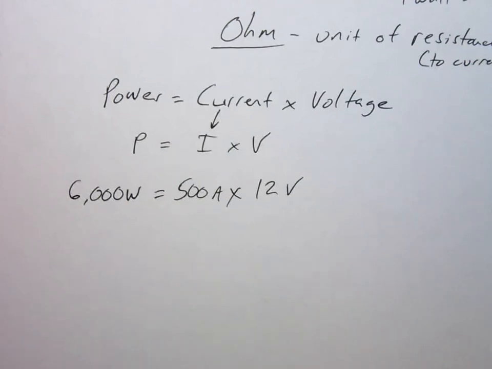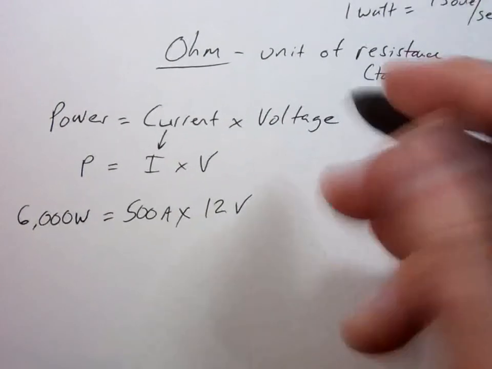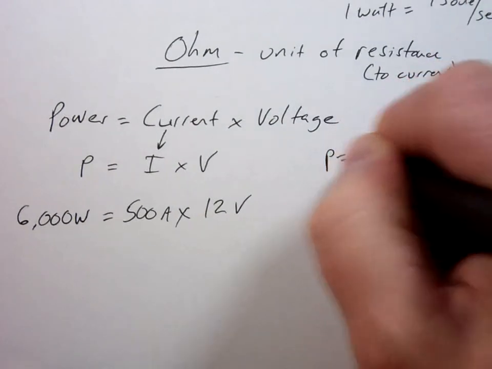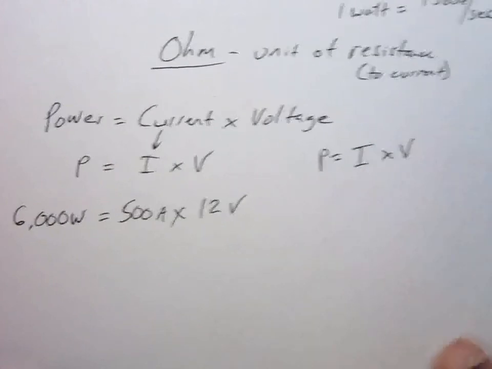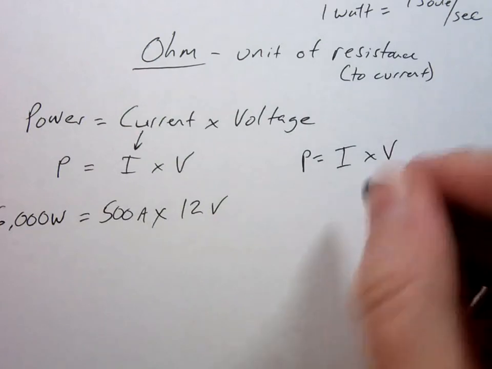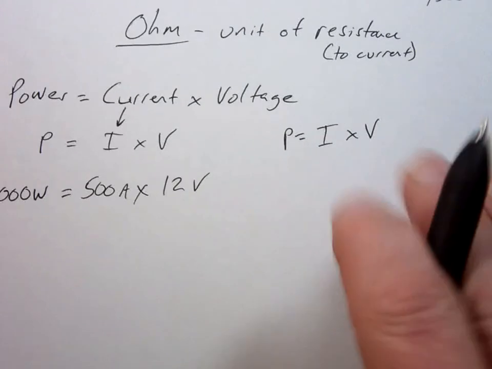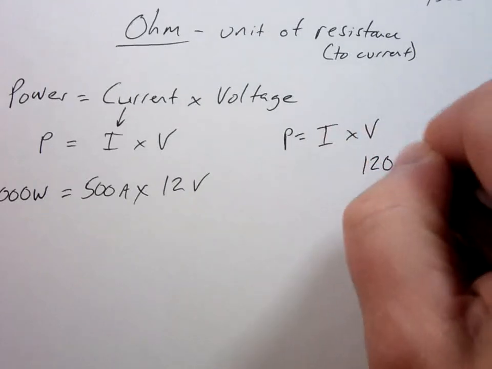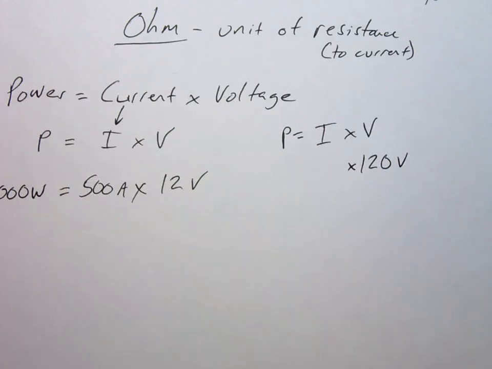Now, in a house, typically speaking, and I'm going to do one more of these here, power equals I times V. And in this case, we're going to do a calculation to figure out how much power one circuit in your house can stand, okay? And I'll put the limits in here. What did we say the voltage was in your house? 120 volts, okay?